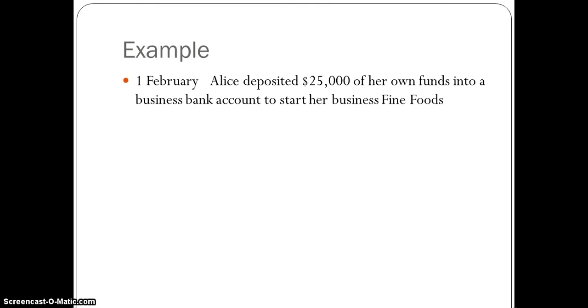So let's talk through an example of how to post a financial transaction into your T form ledger accounts. Alice has deposited $25,000 of her own funds into a business bank account to start the business. So this is typical of an initial capital contribution that's going to increase our bank asset and then also increase capital, which is an owner's equity account.